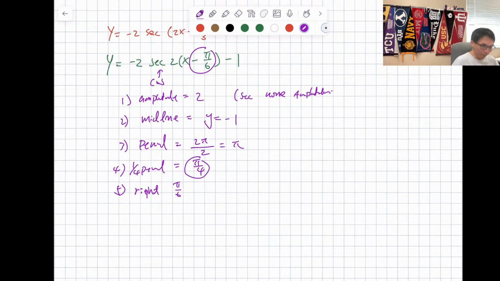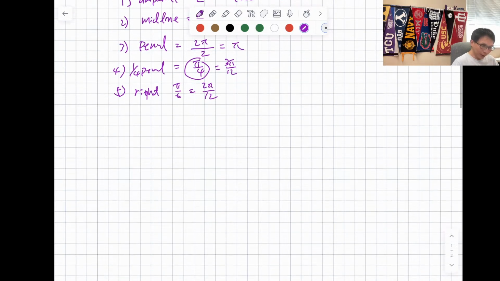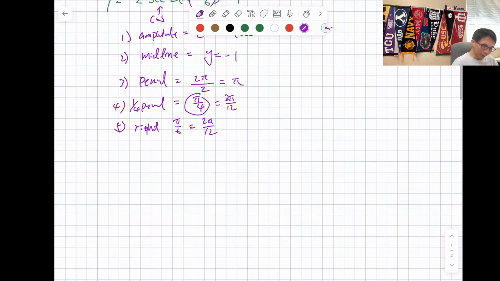Now, pi over 6 is also equal to 2 pi over 12. Is that okay? And this quarter period is equal to 3 pi over 12. Is that okay? So now they have the same denominator. Now I can just graph from the right.